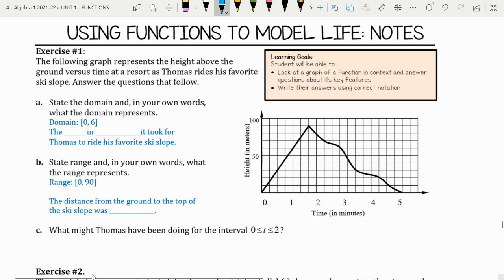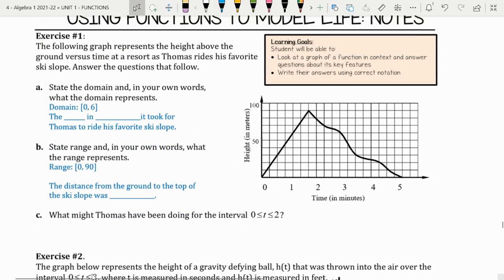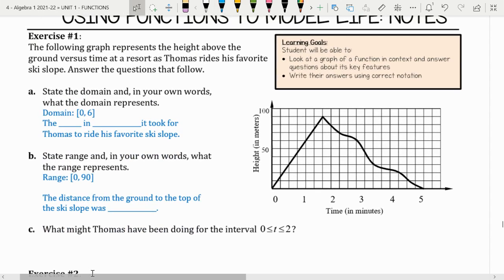So we've got some graphs on this page, and what I would love for you to do is actually take the time to read through exercise 1 right now. So press pause, do a little read through, and then we'll work through it together. All right, I'm back. Hopefully you pressed pause and now we're working together.